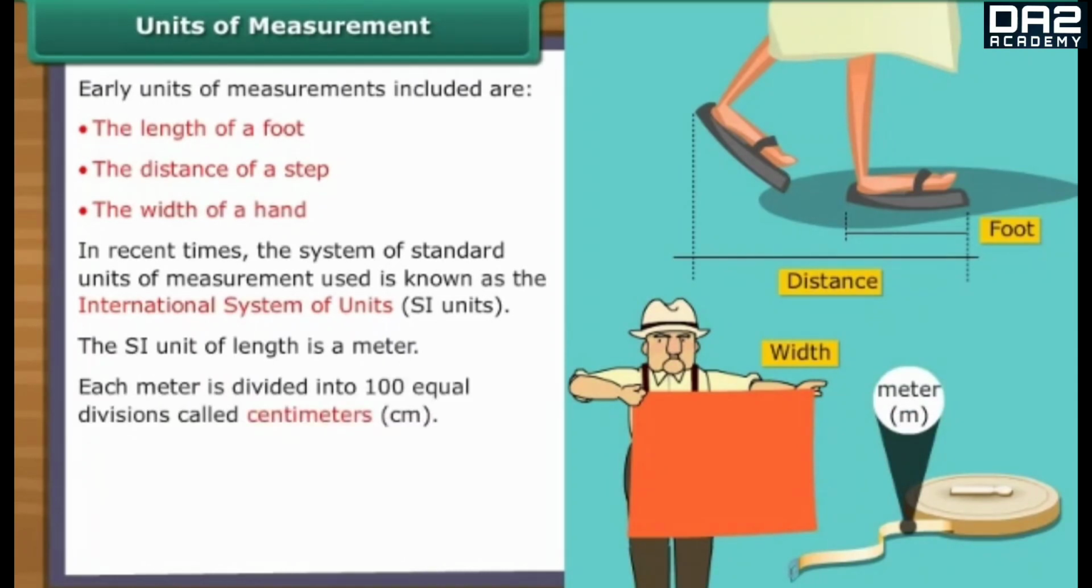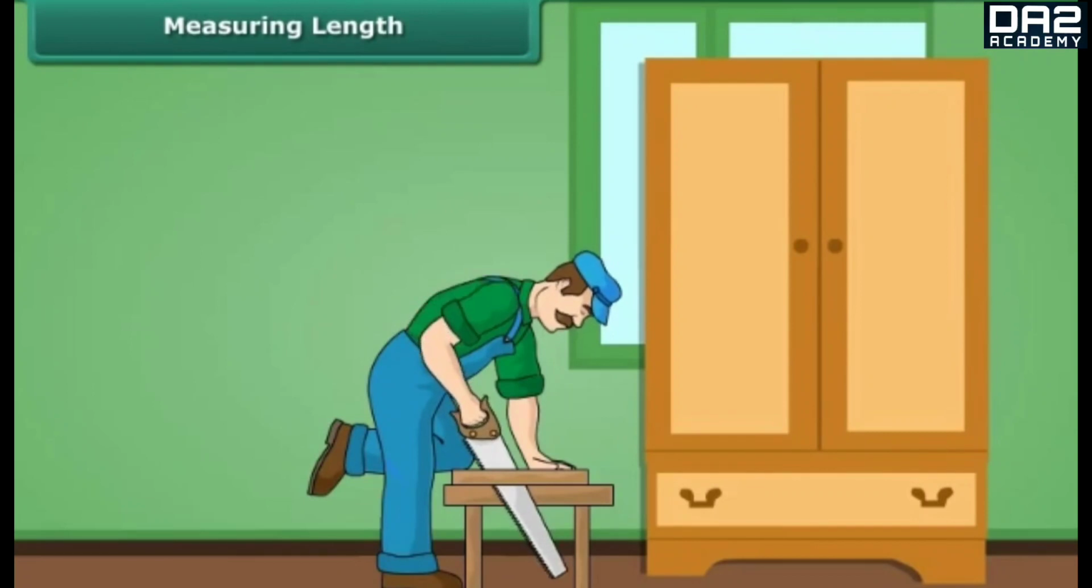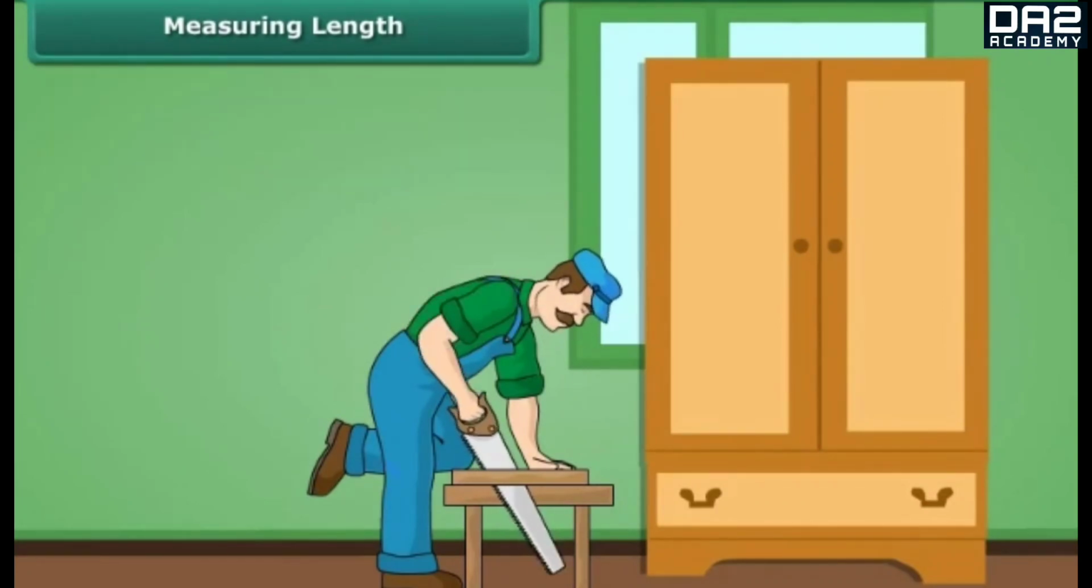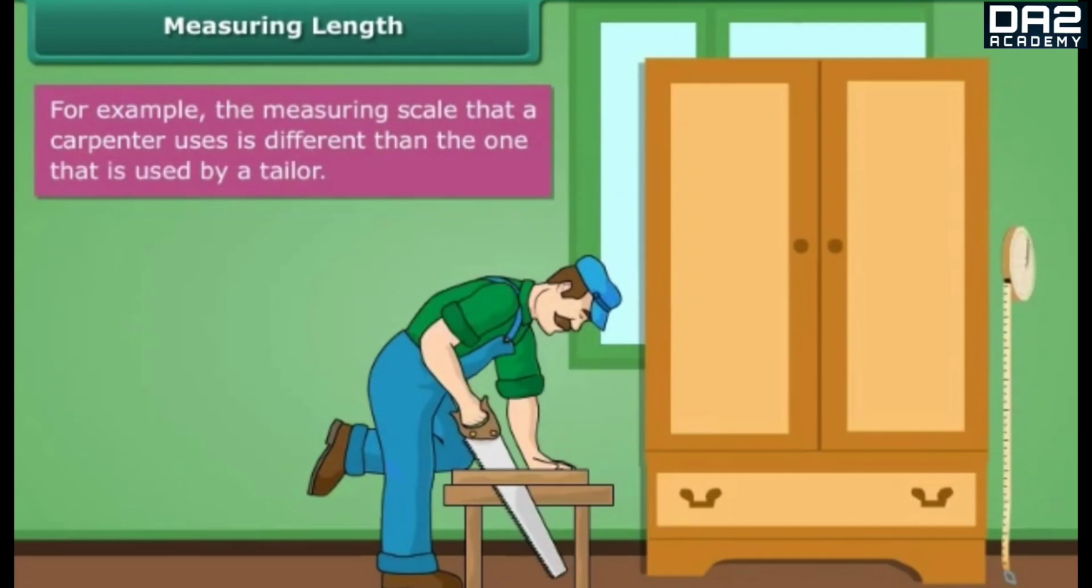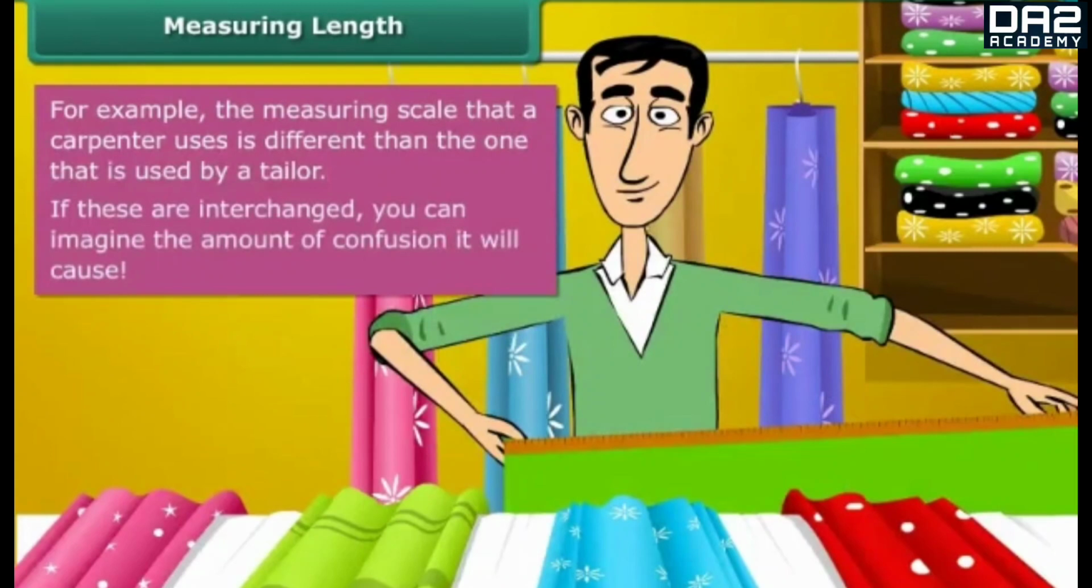Each meter is divided into 100 equal divisions. These are called centimeters, or cm. Each centimeter has 10 equal divisions. These divisions are called millimeters, or mm. To measure long distances, we use a unit called kilometers, or km. Measuring length. For measuring the length of any object, we need to choose an appropriate device so as to get accurate results. For example, the measuring scale that a carpenter uses is different from the one used by a tailor. If these are interchanged, you can imagine the amount of confusion it will cause.